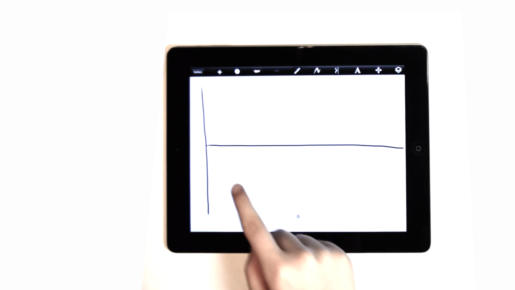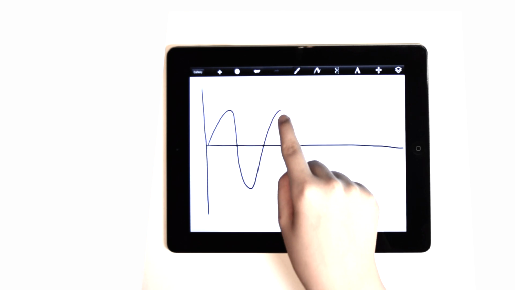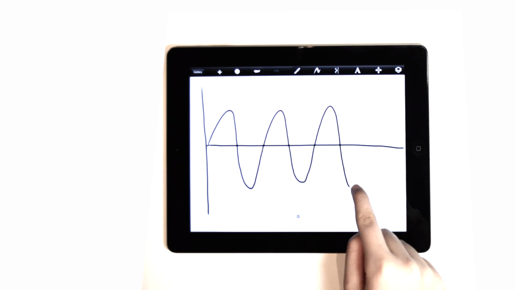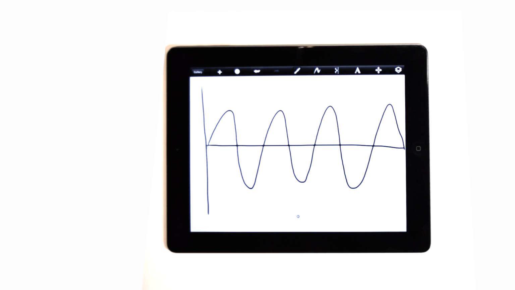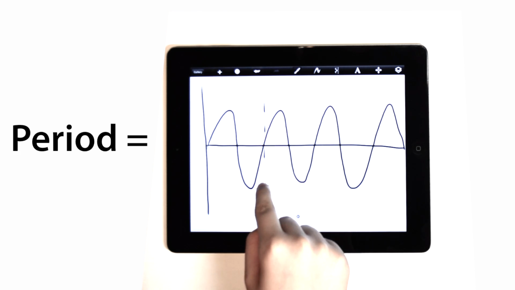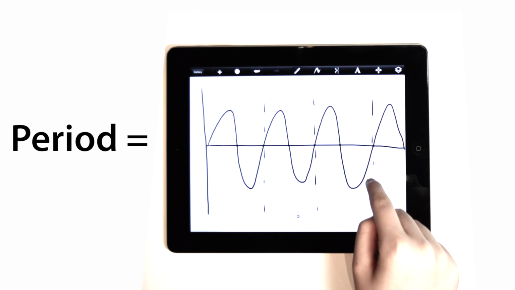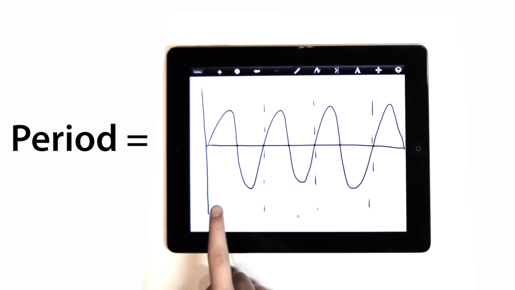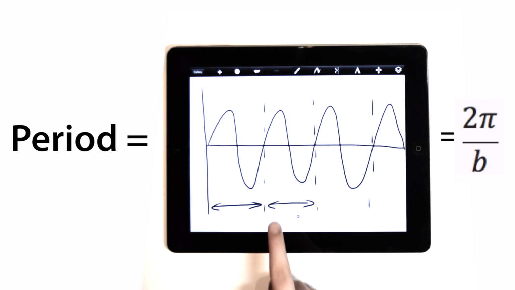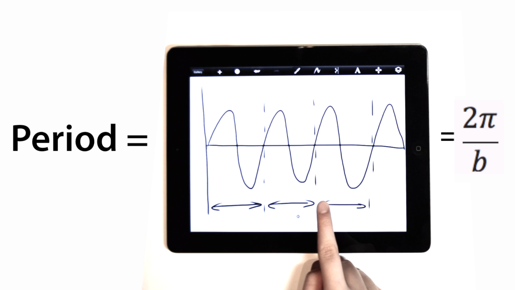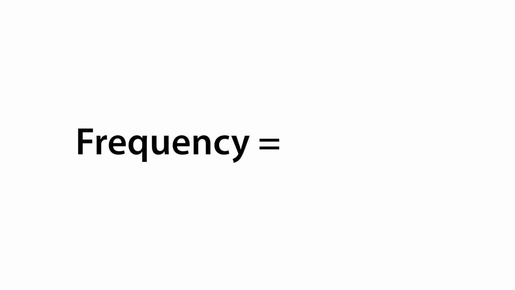Sinusoids oscillate infinitely, and so the period is the length it takes the graph to complete one full cycle. It is equal to 2 pi over b, b being the coefficient of x in the basic equation of a sine graph. Frequency is the reciprocal of the period, so frequency and period are inversely proportional. High frequencies result in shorter periods.